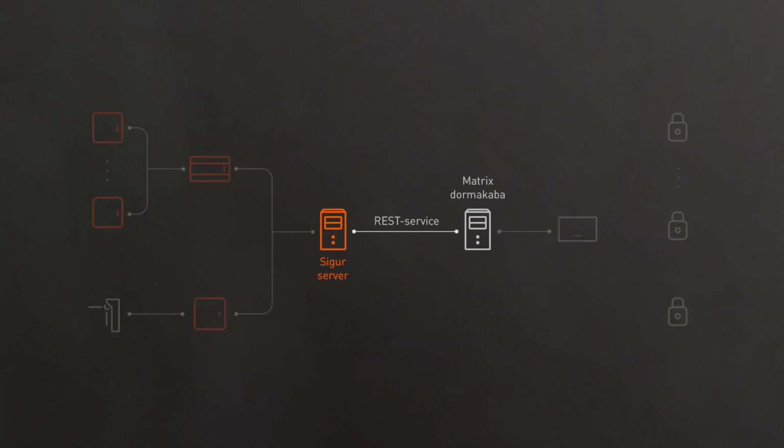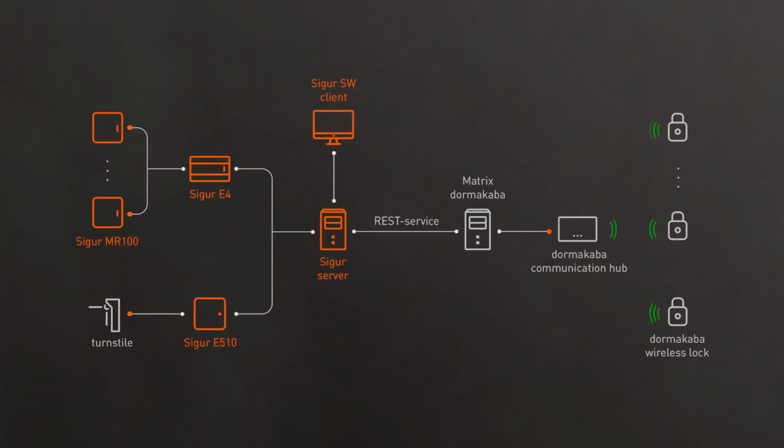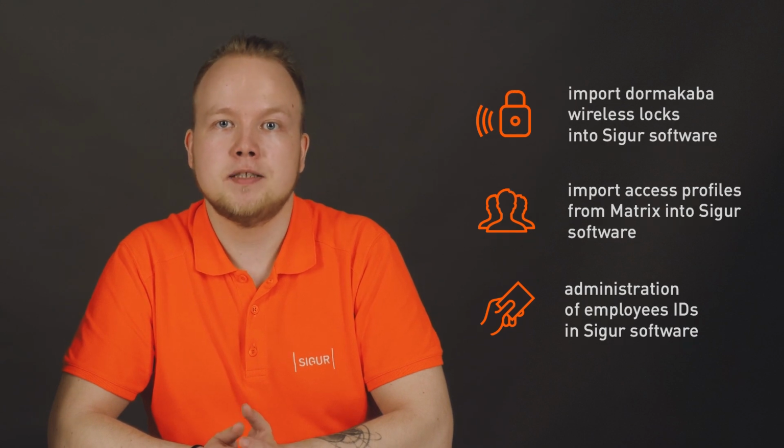Working with them in Sigur is implemented through the interaction between the access control server and the Matrix REST service via HTTP requests. For integration, you don't need to install both servers on the same computer, but you must ensure communication between system components. Integration allows receiving in Sigur a list of access points, locks, and access profiles preset in Matrix. In the Sigur software, you issue IDs and assign profiles to employees, and passage events through locks are displayed in real time.